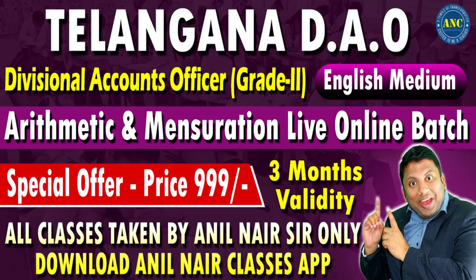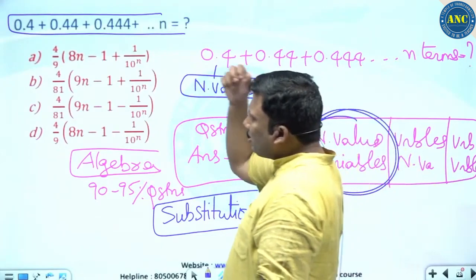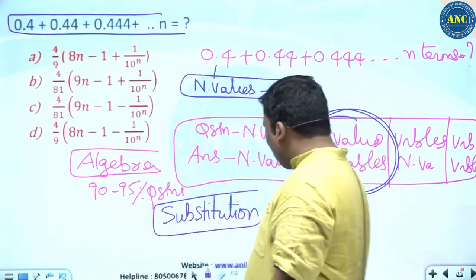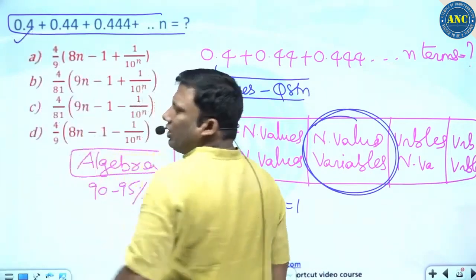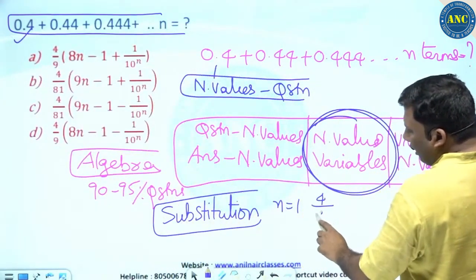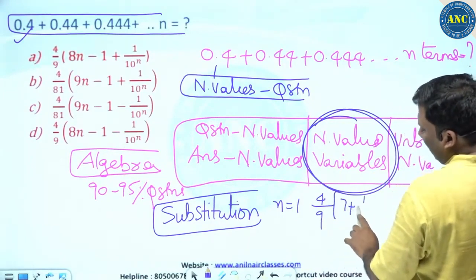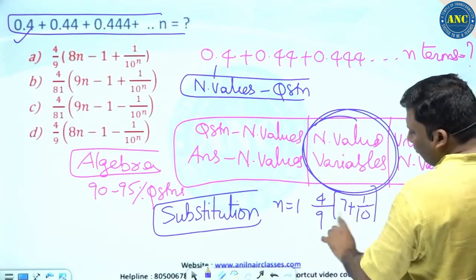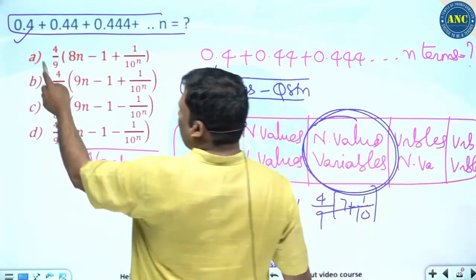Substitute n equivalent to 1. Let us see. So let me substitute in the first option. What is the first value? 0.4. I should get 0.4 if I substitute in the answer. 4 by 9 into 8 minus 1, 7. 7 plus 1 by 10. 71 is not a multiple of 9. First one, it is not possible.